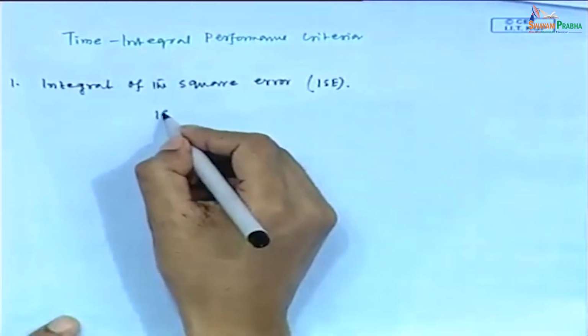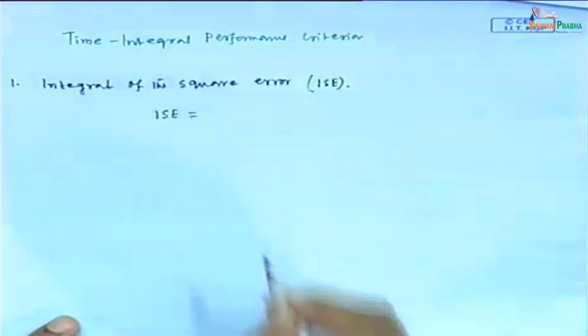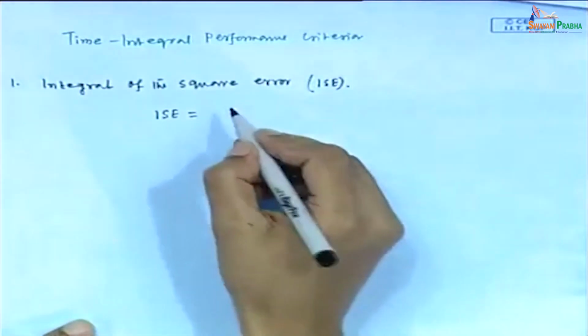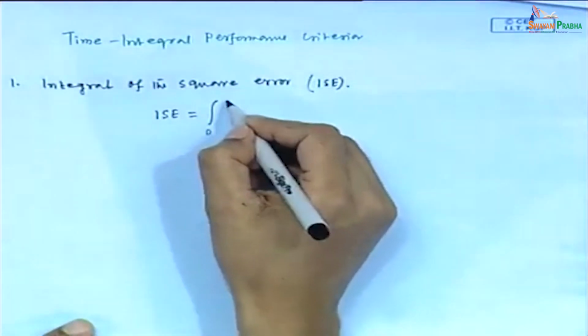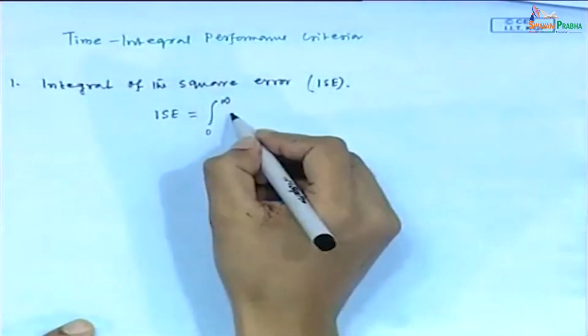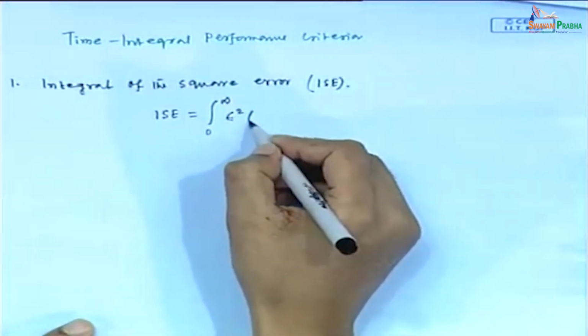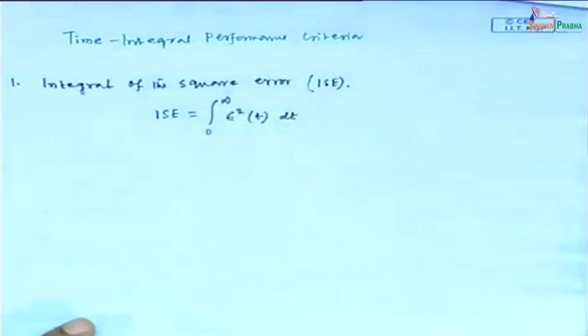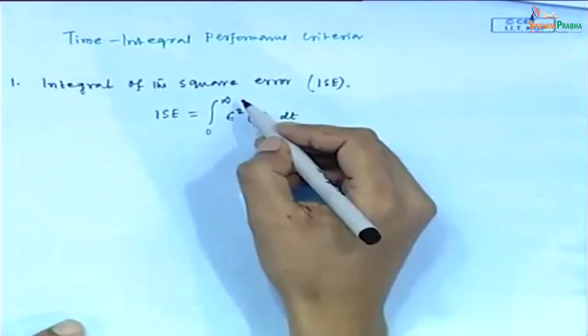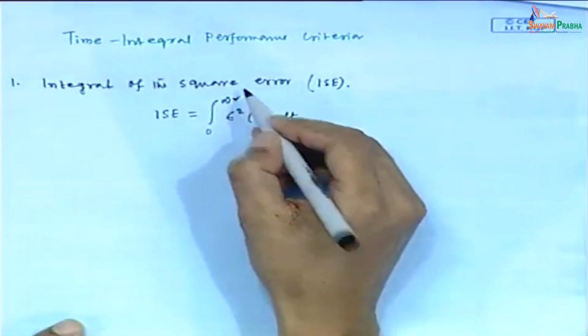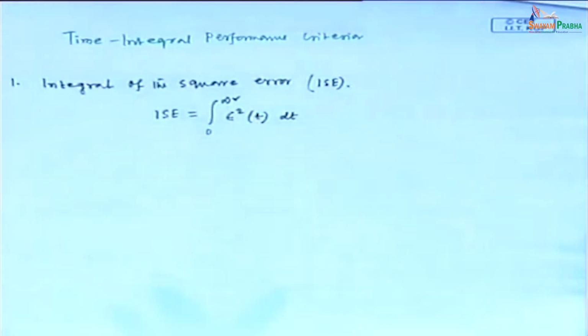ISE, the integral of the squared error, is represented as ISE equals the integral from 0 to infinity of epsilon squared t dt. Fine. This is basically not infinity; this is the time period for which, or based on which, we select the tuning parameters.